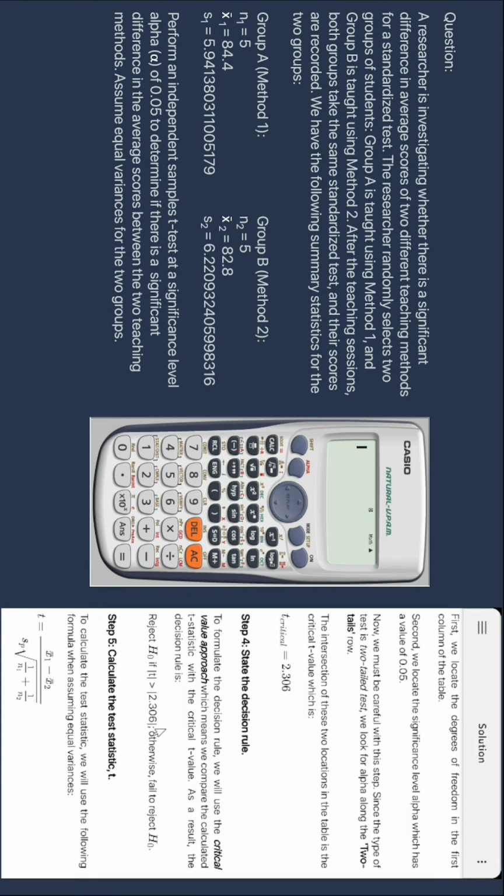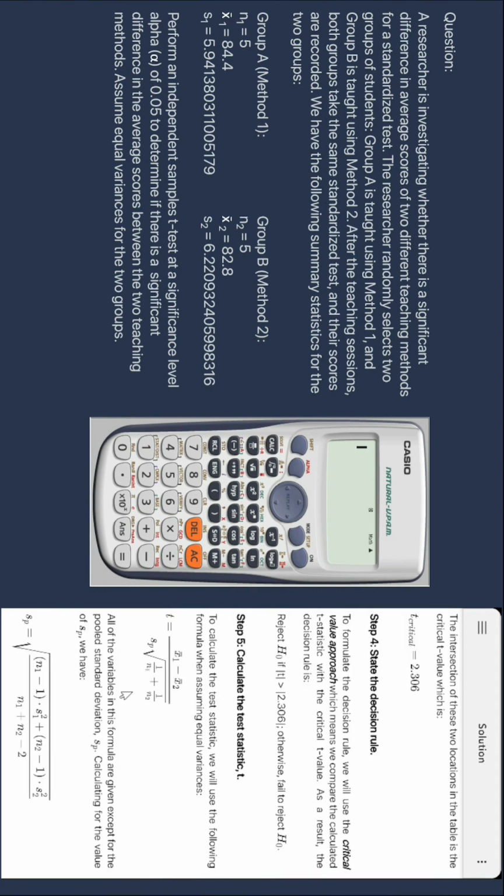For step 4, we formulate the decision rule. Since this is a two-tailed test, we have two critical values, negative 2.306 and positive 2.306. A t-statistic with a value lower than negative 2.306 or a value higher than positive 2.306 is considered significant. As such, we use the absolute value notation to make the decision rule brief and concise. As a result, whenever the absolute value of the t-statistic is greater than the critical t-value of 2.306, we reject the null hypothesis. Otherwise, we fail to reject it.